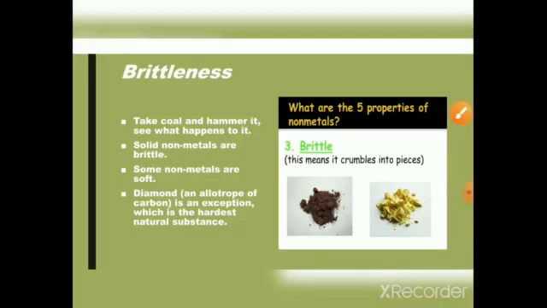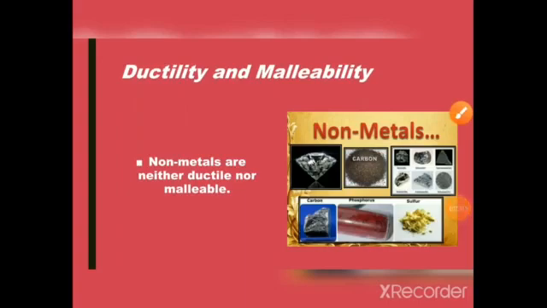Take a coal and hammer it. See what happens to it. Solid non-metals are brittle. Some non-metals are soft. Diamond, an allotrope of carbon, is an exception, which is the hardest natural substance. Ductility and malleability: non-metals are neither ductile nor malleable.